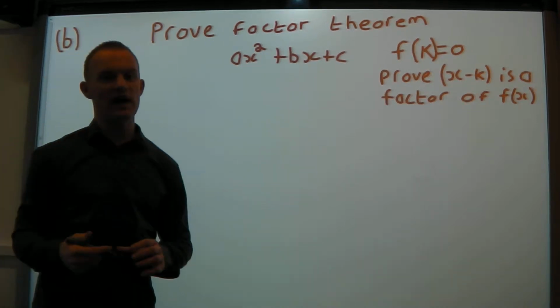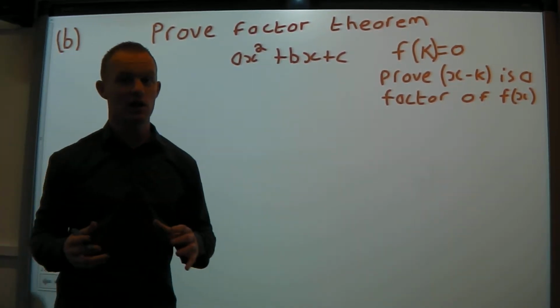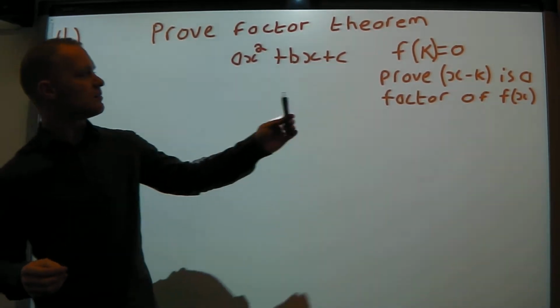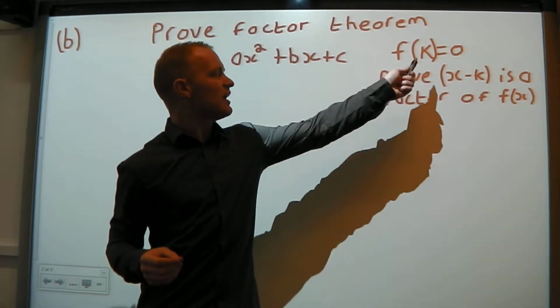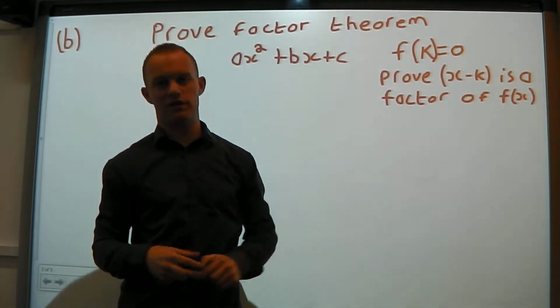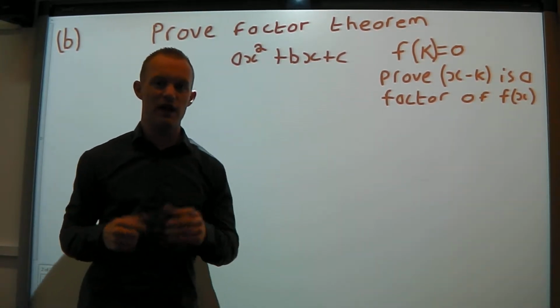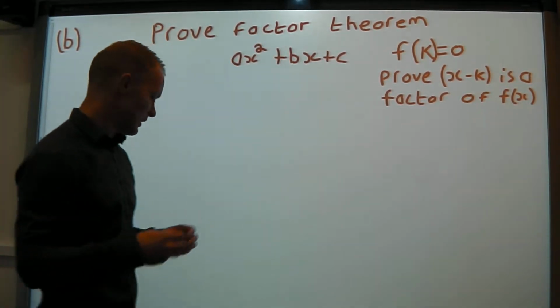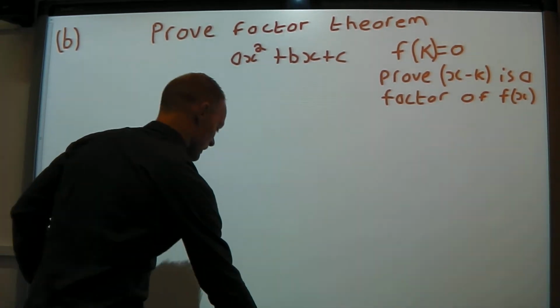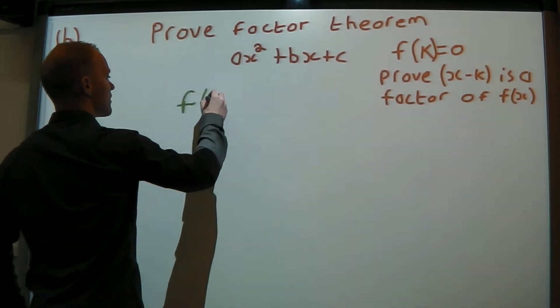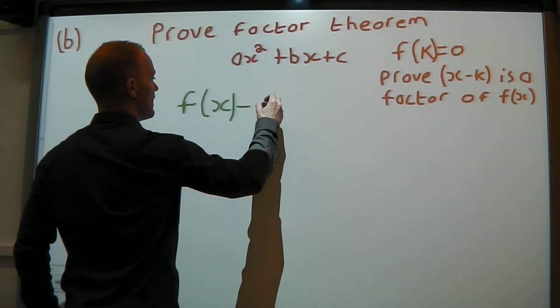We're asked to prove the factor theorem for ax squared plus bx plus c. We're asked to prove that if f of k is equal to 0, then x minus k is a factor of f of x. So what we do here is we prove that x minus k is a factor of f of x minus f of k. So we'll just write that down: f of x minus f of k.